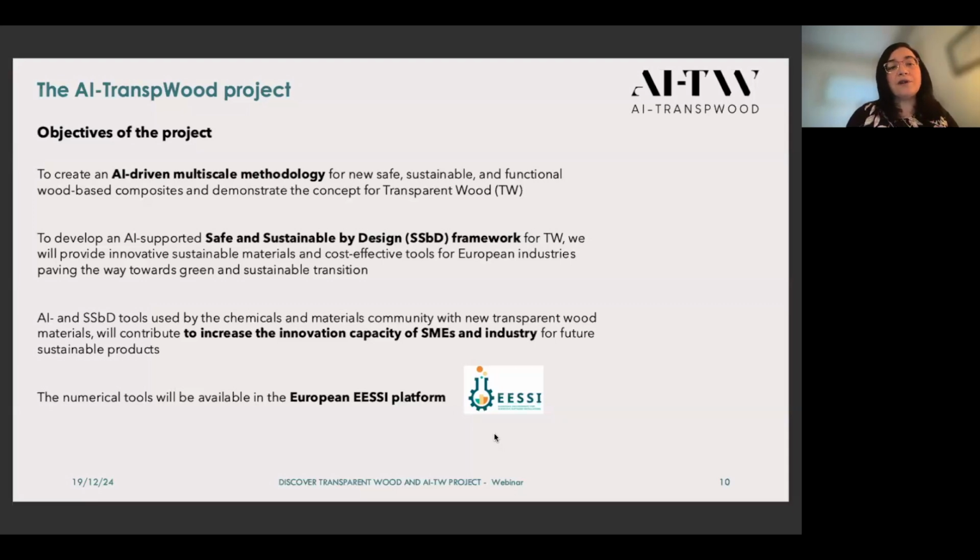Numerical tools developed in this project are one of the main focuses because we won't develop just the material, but also computational tools to be faster in producing, for example, specific transparent wood products. And this will be shared in the European EC platform from Switzerland, SICAM Institute. So this is a very interesting project also for researchers, not only for industrial people.